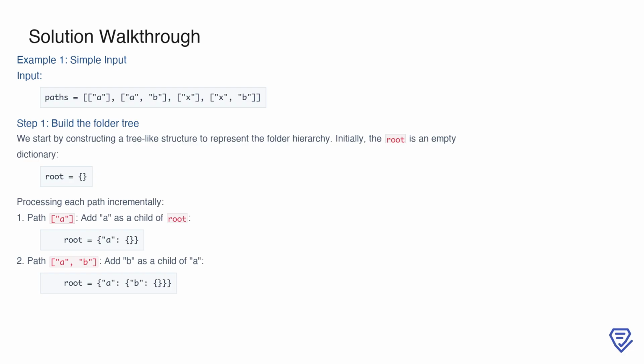Here, we're tackling the problem of deleting duplicate folders by starting with a simple input. The input is a list of folder paths, and the goal is to create a hierarchical representation of these folders, or a folder tree. We begin with an empty dictionary called root. For the first path, we add a as a child of the root, so root becomes a. Next, for the path a, b, we add b as a child of a, resulting in a, b. This step-by-step process allows us to break down the paths into a nested structure that mirrors the folder hierarchy.